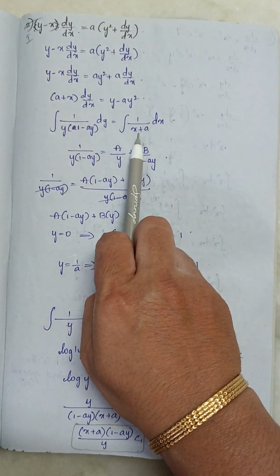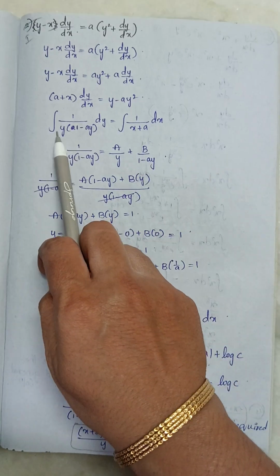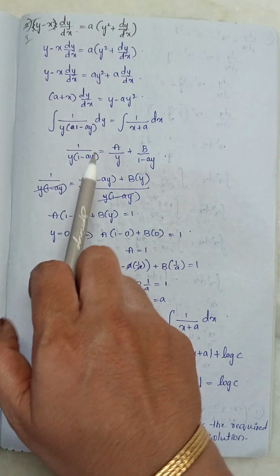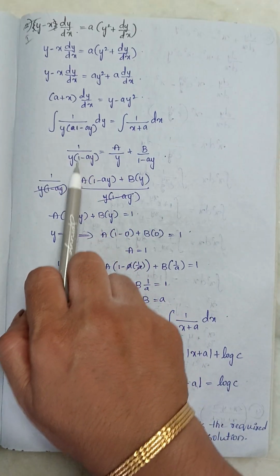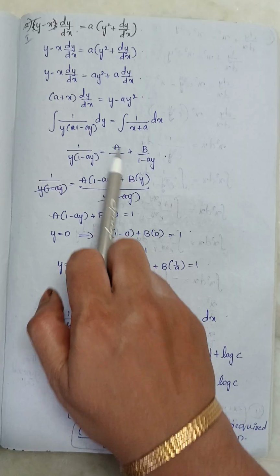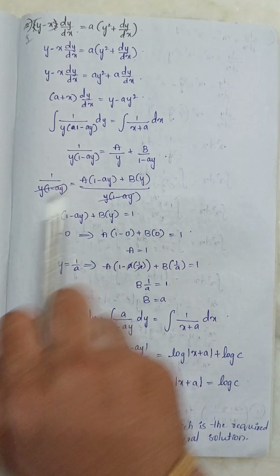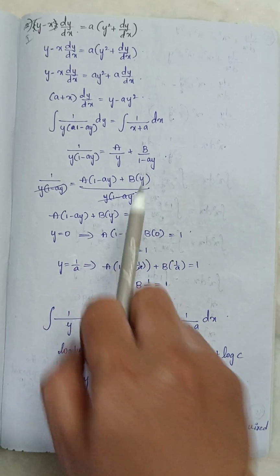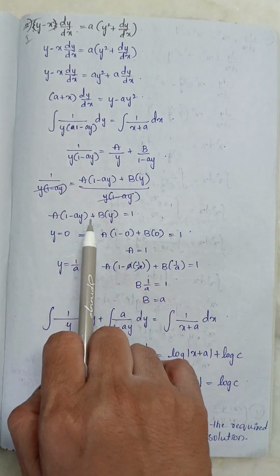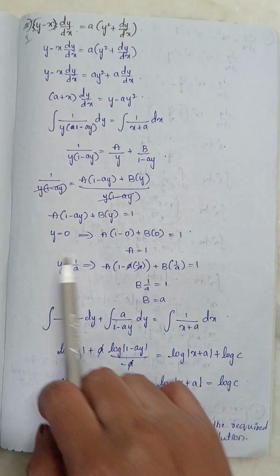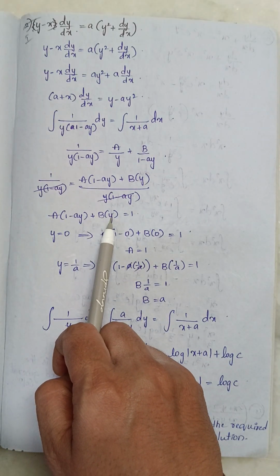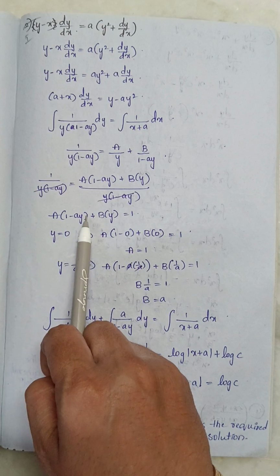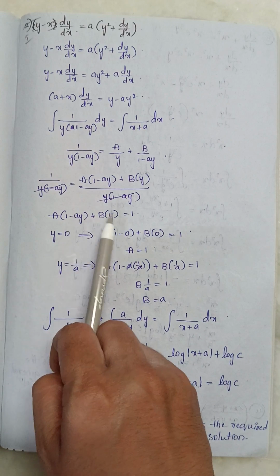Here 1 by (a plus x) or (x plus a). Now here we have two terms in the denominator. That's why we can take partial fractions, right? A by y plus b by the second term. Simple terms here, that's why a by first term plus b by second term. Now take the LCM here: a into this plus b into y. Again take the numerators, equate, and the denominator gets cancelled. Now when you are substituting y equal to 0, then a value will come. Here we are taking 1 by a for y, then we are getting b value.